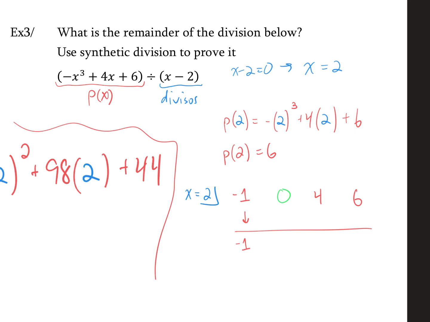So negative 1, we can bring it down, times 2 is a negative 2. We can add these together to get minus 2. We can multiply the 2 times negative 2 to get negative 4, add to 4 which is 0. And then lastly, we can say 0 times 2 is 0, and the remainder is 6. That is exactly what we found up here. And that means x minus 2 is not a divisor of this over here. Okay, that's it for synthetic division. Catch me in the last video to finish up this set of notes.